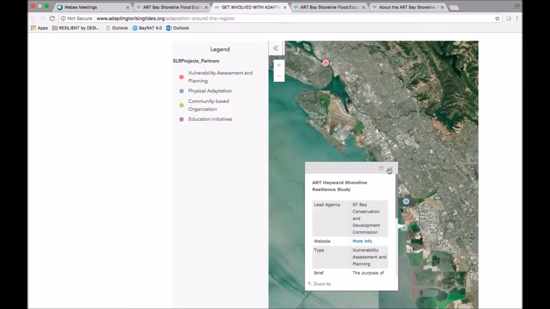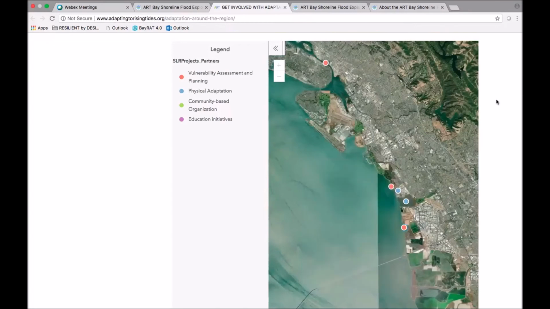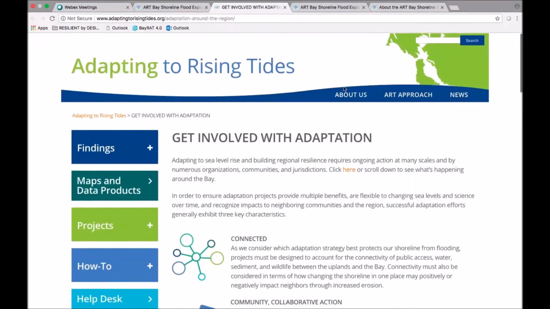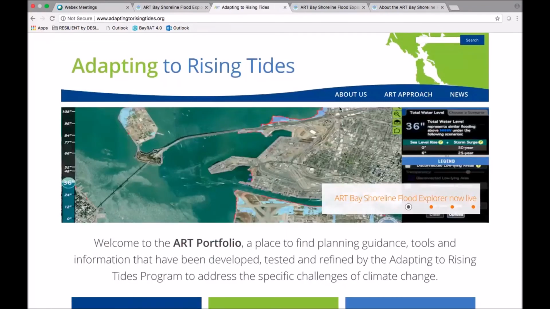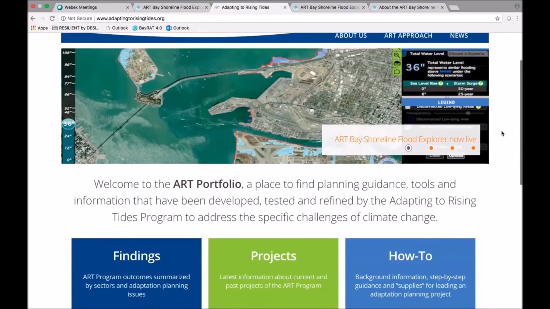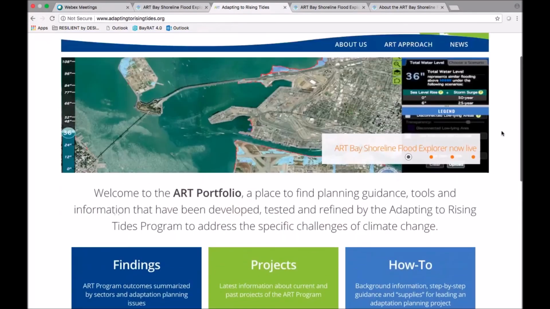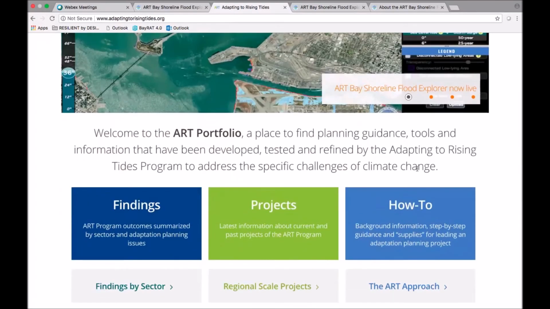So in addition to the Bay Shoreline Flood Explorer, the ART program provides additional resources for helping our partners design and carry out planning processes. And that's where sections and materials found on the ART website can be very useful in supporting other stages of the planning process.